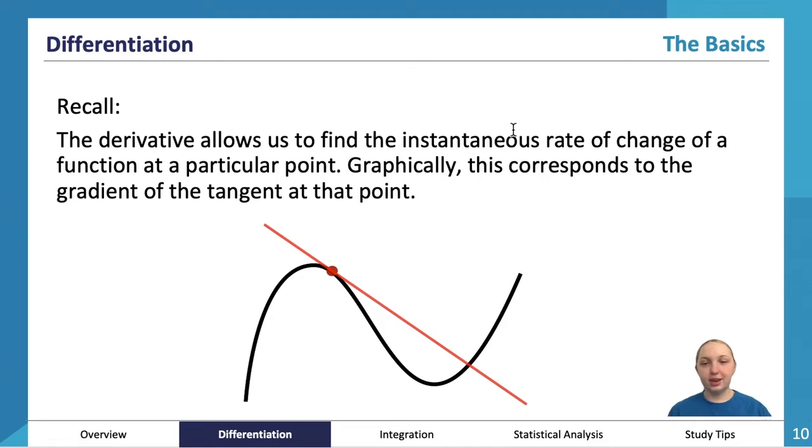The big thing to remember here is that your derivative allows you to find the instantaneous rate of change. Make sure you remember it's instantaneous, because it's only at one specific point. It's not the rate of change from point A to point B. It's the rate of change at a single point, and graphically, that means you're finding the gradient of a tangent.